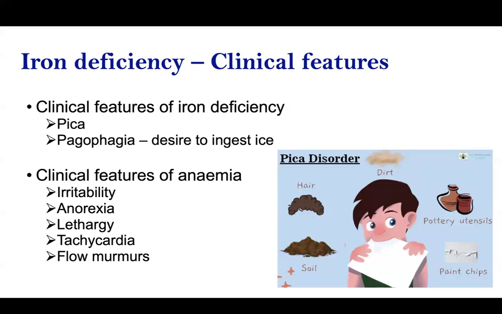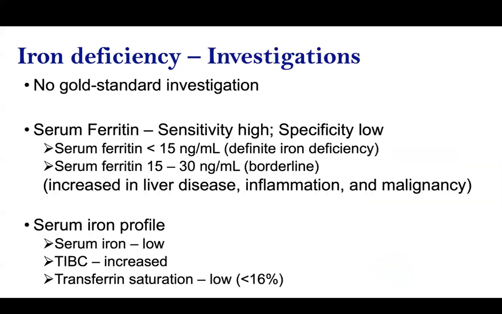However, when it is severe, you may encounter children having pica, eating non-nutrient substances, maybe rice, maybe soil, maybe stones. Whatever they get, they will eat. This is known as pica. The other clinical features when the anemia is severe can be irritability, anorexia, lethargy, tachycardia, and you might hear some ejection systolic flow murmurs. Those are basically features of anemia, not iron deficiency. The features of iron deficiency per se are pica and pagophagia, which is the ingestion of ice.